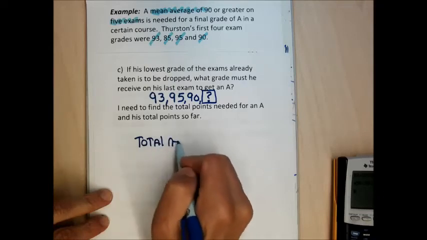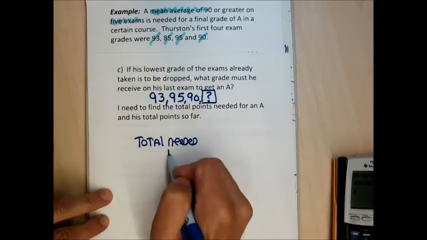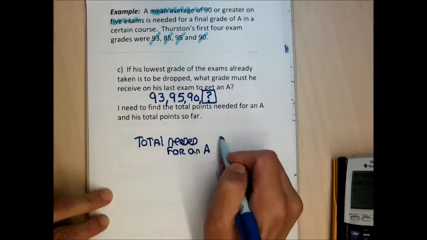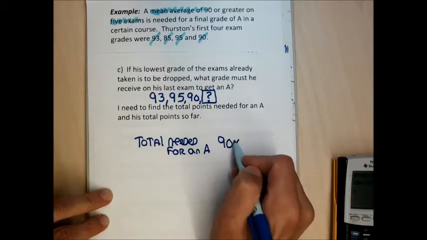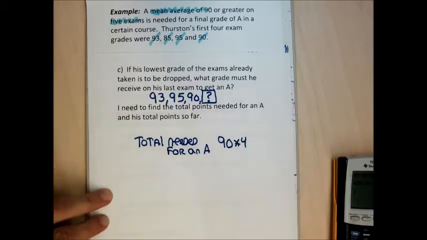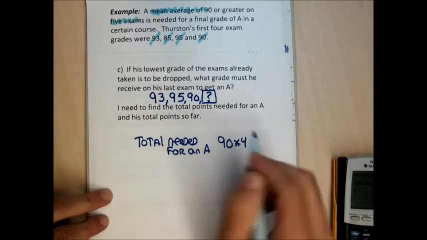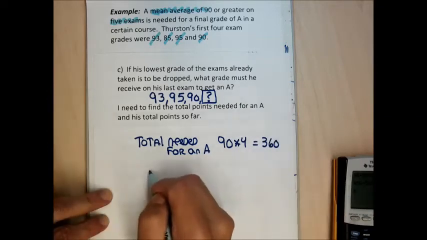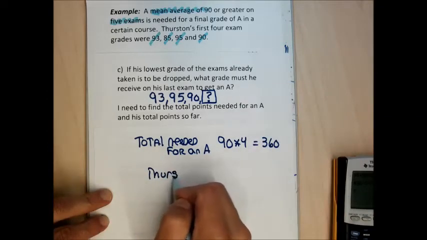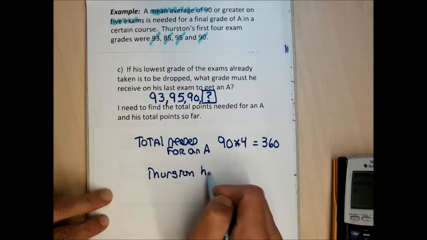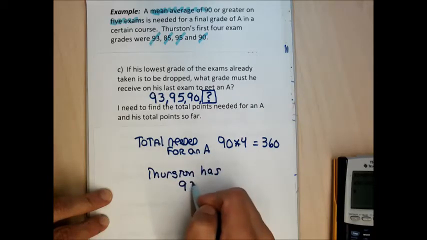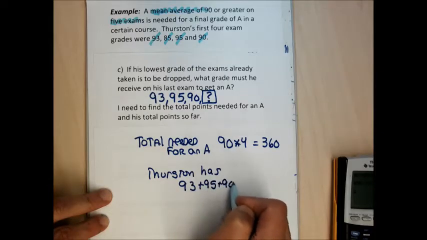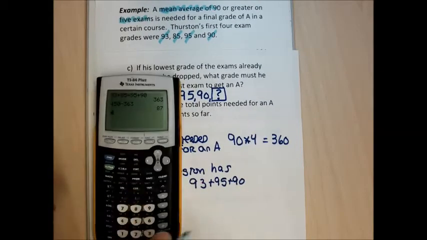The total needed for an A in this scenario, I need to average 90, but I only need to take my best 4 tests. So I need to average 90 on 4 tests. So I need 360 points for an A. And then again, the difference between the total points that you're keeping and the total points that you need are going to be what you're going to need to get your A.